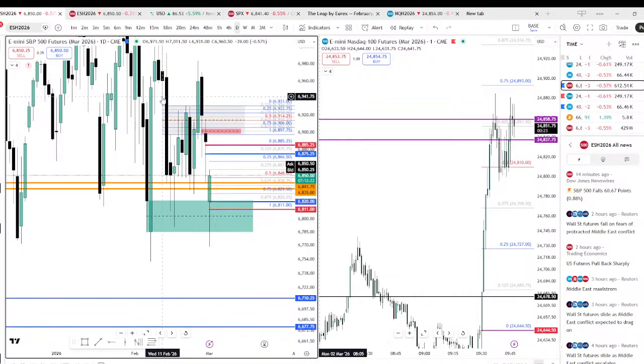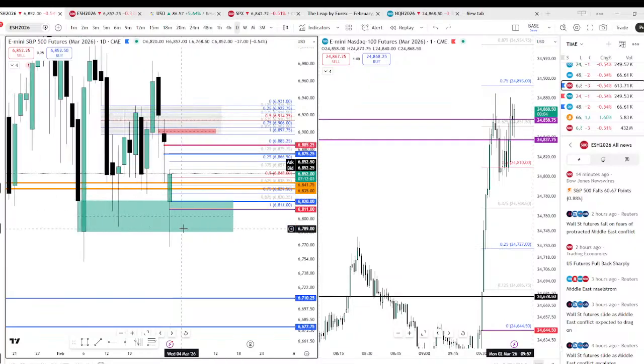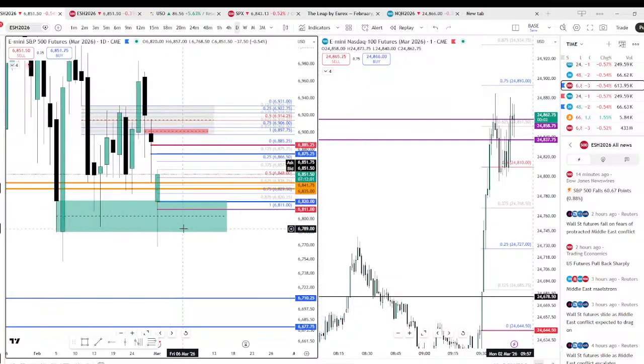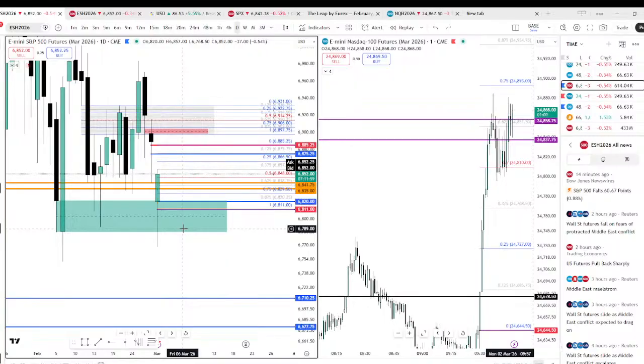The coordinates would be 6,931 even for the high, and 6,897.75 for the low. And then get your quadrants in there.